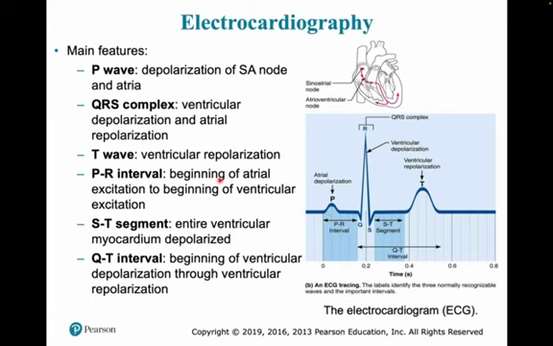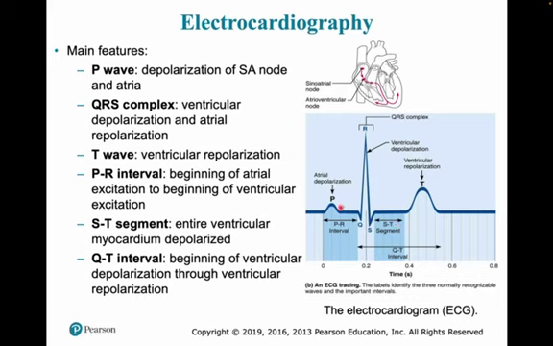What are the intervals? P to R is the beginning of atrial excitation, where the depolarization starts in the atrium, to the peak of the ventricular excitement, which is the ventricular depolarization. S to T means the entire ventricular myocardium is depolarized, the entire ventricle is totally depolarized. Q to T, from the beginning of ventricular depolarization, with the T wave included as well, means the entire ventricular depolarization and repolarization.